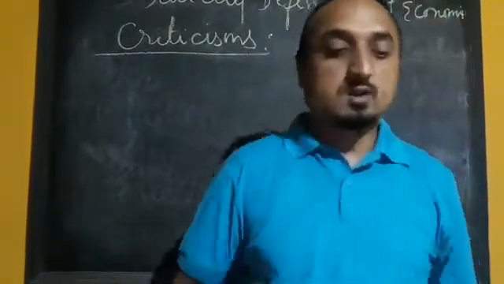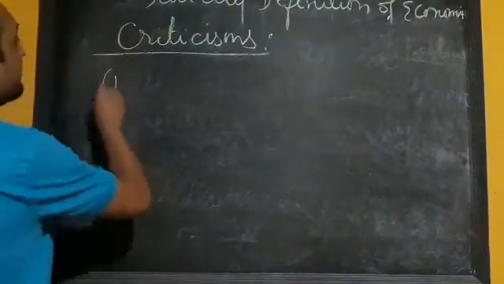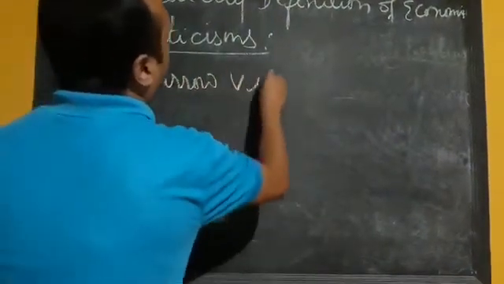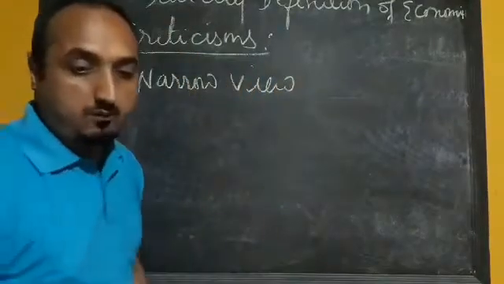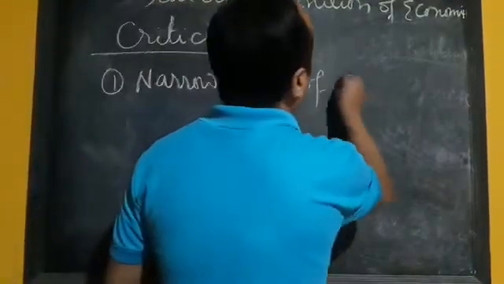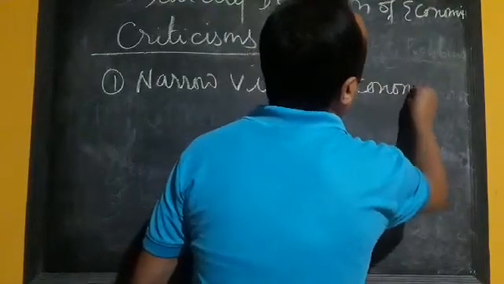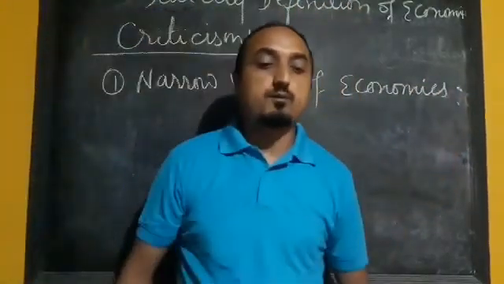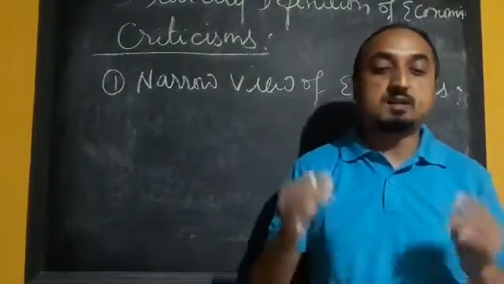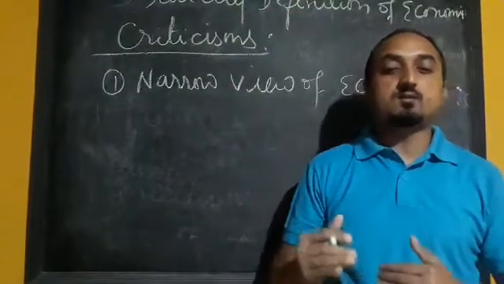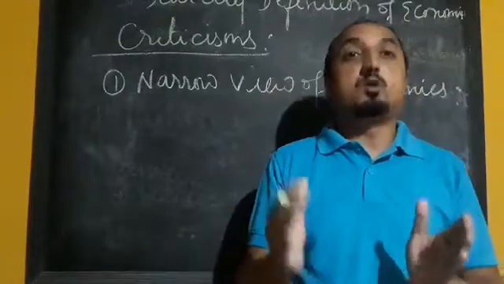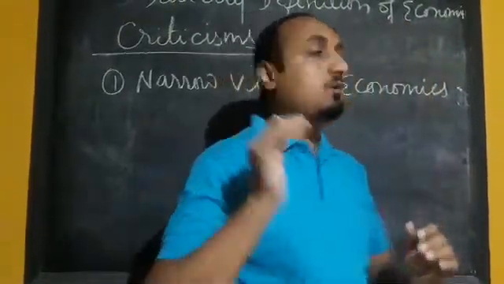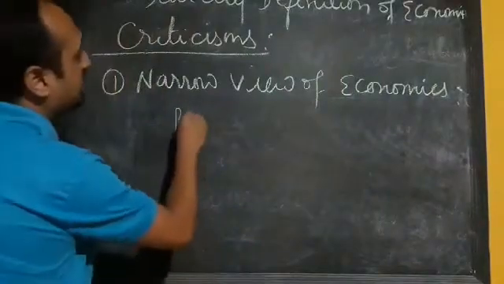Okay, so the first criticism we have is the narrow view of economics. Professor Robbins has been criticized on the ground that he regards economics as a positive science by making it neutral between ends. Okay, positive science. Now a new concept is coming.